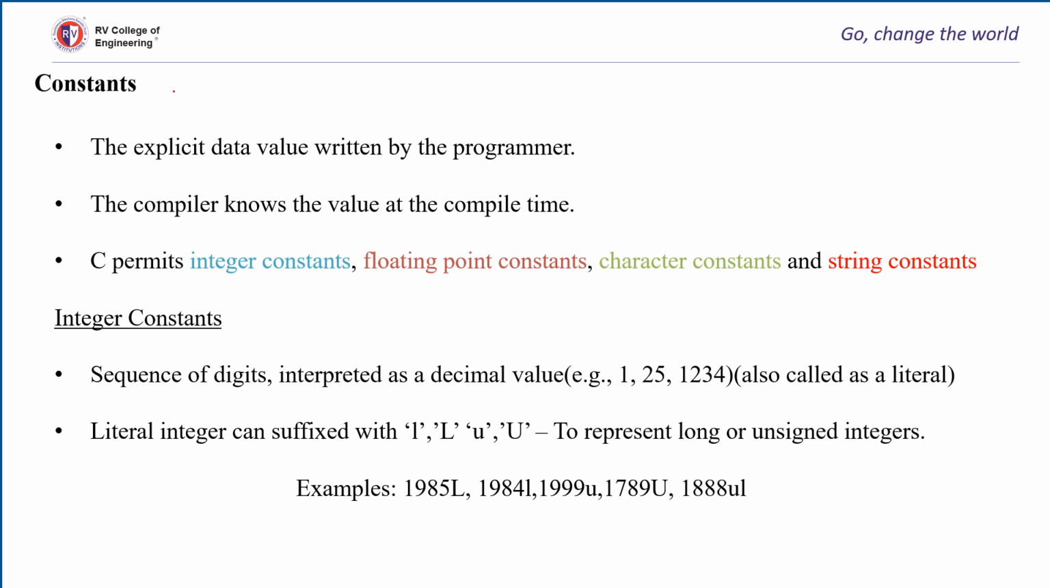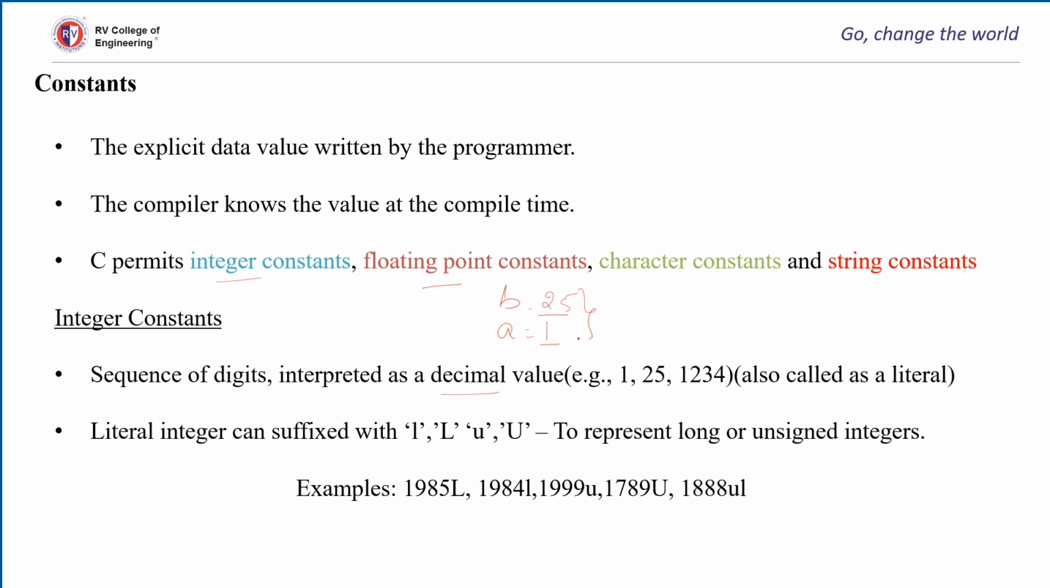Constants. These are the explicit data values that are written by the programmer whose value is known at compile time. C permits various types of constants like integer constants, floating point constants, character constants and the string constant. Coming to integer constants, these are interpreted as a decimal value. For example, a is equal to 1. It is a constant. 1 is a constant. b is equal to 25. 25 is a constant. Right?